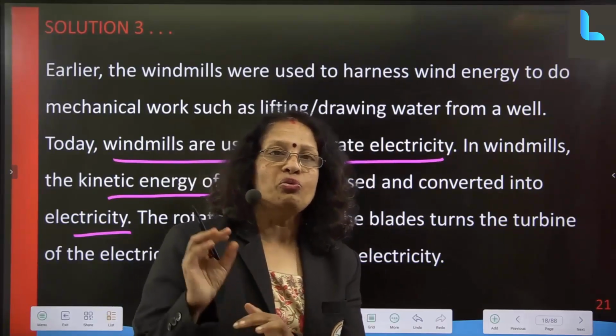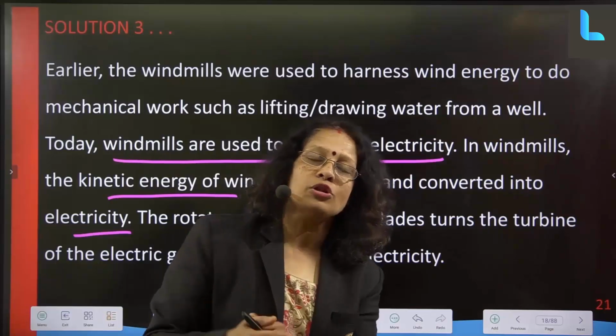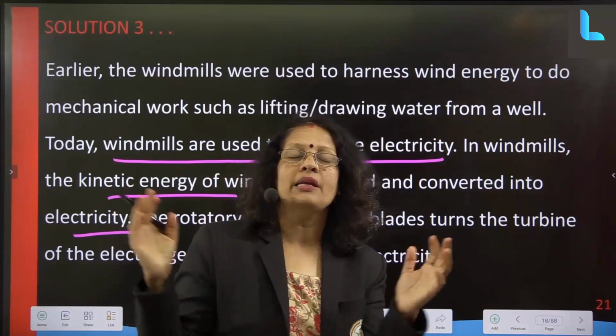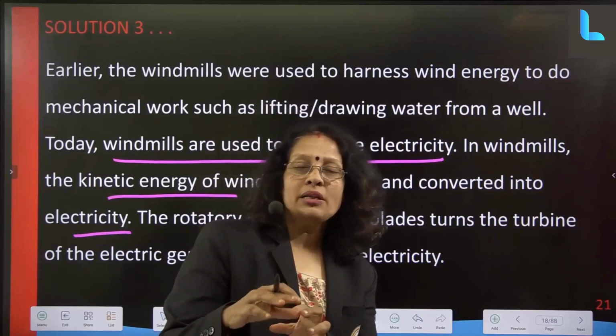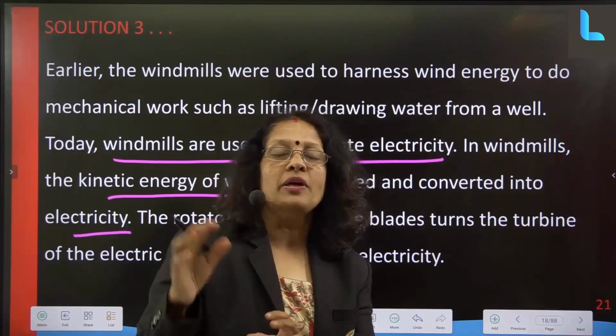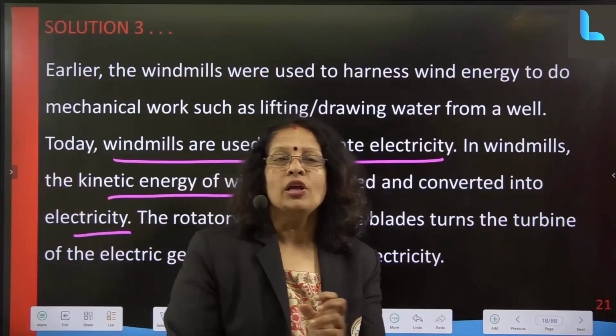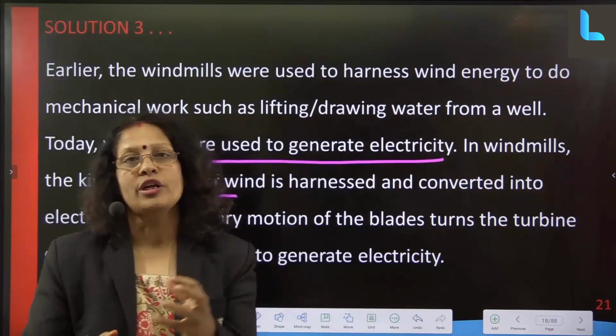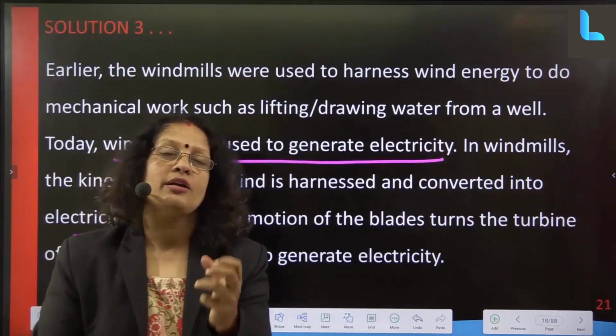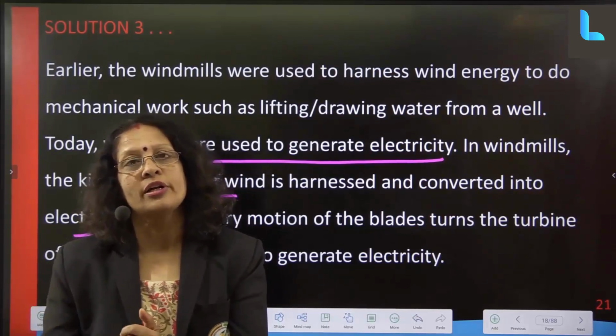That is why windmills are always situated in the outskirts of the city, in open plain areas where a lot of wind is present. In a windmill, you can see two structures, the fans and the pole. In that there is also a dynamo. That dynamo is trapping wind energy and converting it to electrical energy.